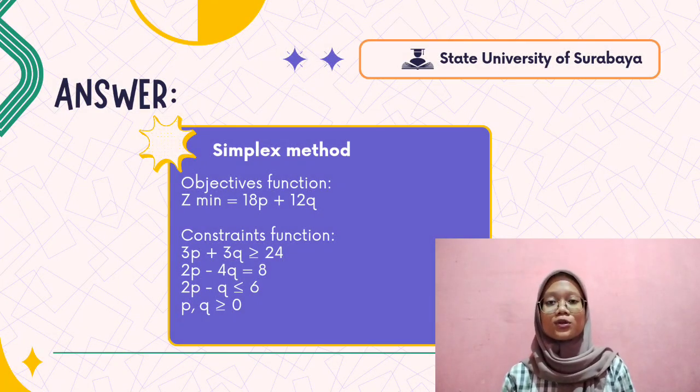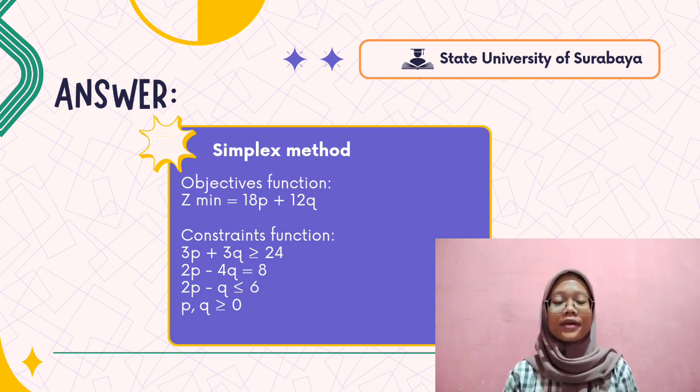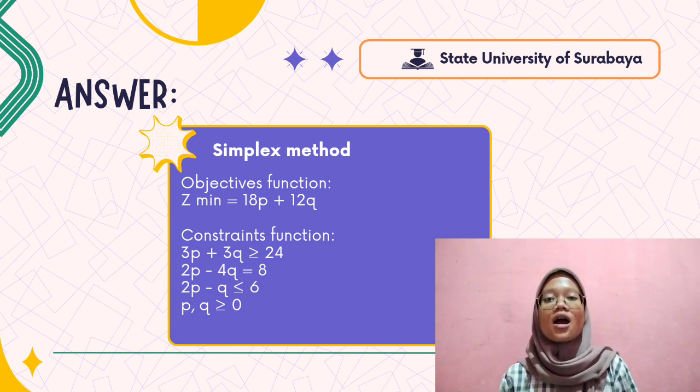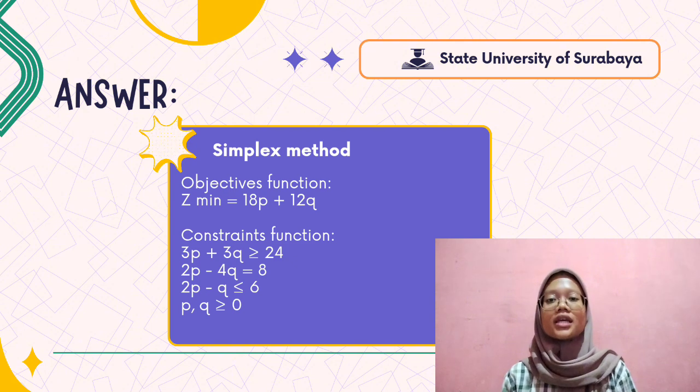The last, answer to number 3. Suppose the objective function is z minimum equals 18p plus 12q and the constraint functions are 3p plus 3q more than or equal to 24 and 2p minus 4q equals 8 and 2p minus q less than or equal to 6 with p, q more than or equal to 0.